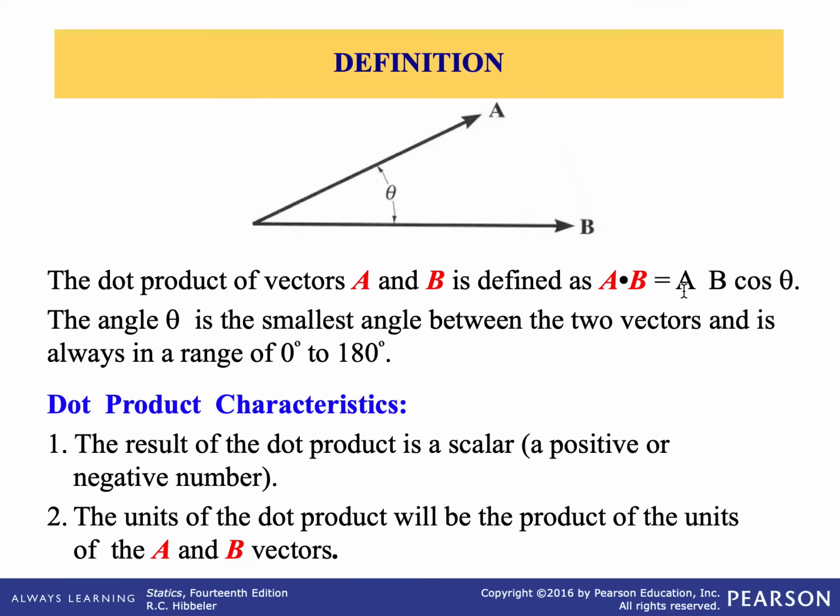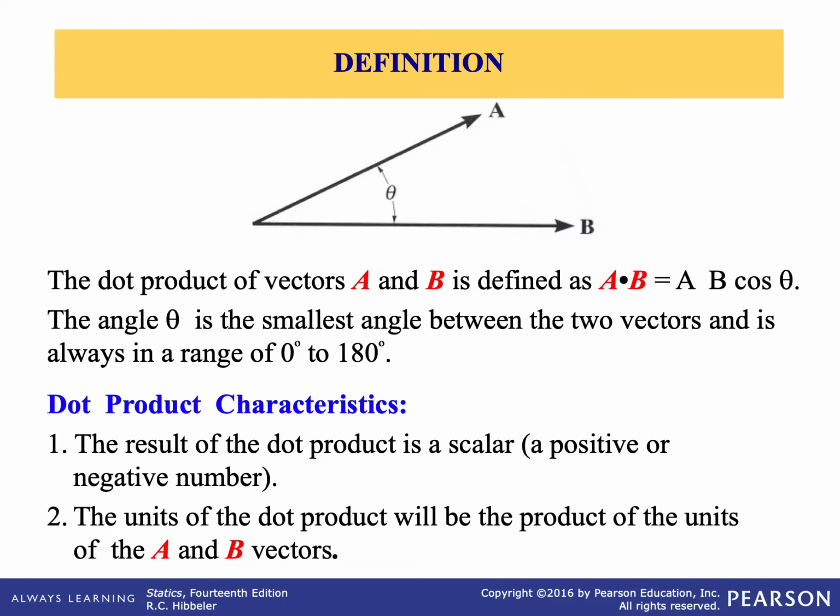Please note these are two magnitudes, they're not vectors. If you recall from previous lectures, the magnitude is the square root of the x component squared plus the y component squared plus the z component squared in three dimensions, and that is the magnitude of any vector. The angle is the smallest angle between the two vectors, and it's always between 0 and 180. So we need to establish that.